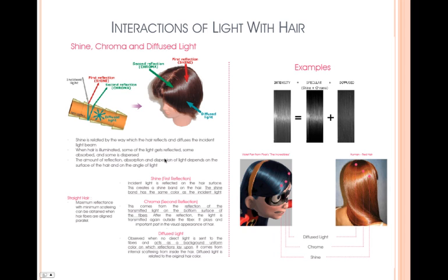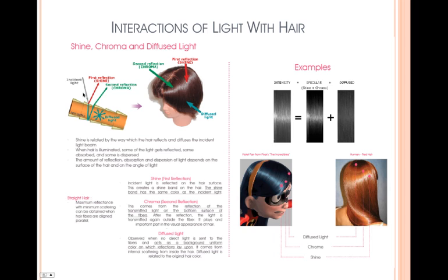During this process, there are three components of light that we can see. The first one is what we call the shine band. This is the pure reflection of the incident light on the hair. The color is determined by the color of the light, and the width is determined by the surface of the hair, as well as the angle of incident light.